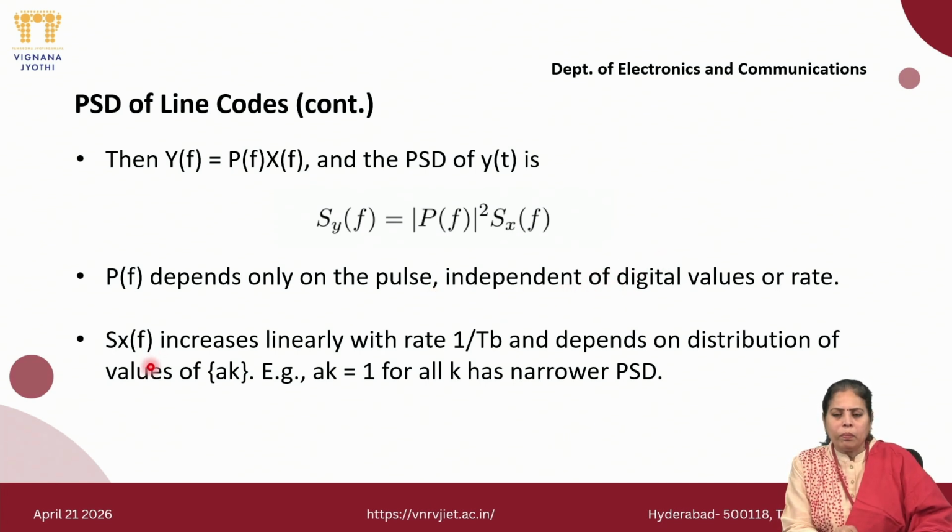Now, the power spectral density function of the output will increase linearly with the rate 1 by TB, that is the rate at which we are transmitting the signal, and it will also depend upon the distribution of the digital values, ones and zeros. In case all values are 1, wherein Ak is equal to 1, we are continuously transmitting ones, then it will lead to a narrower power spectral density function.